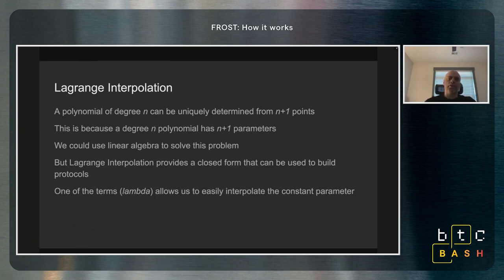Now, we could use linear algebra to solve this problem, but using linear algebra doesn't let us actually use this kind of technique in a closed form to build protocols on top of it. But Lagrange interpolation does. It provides the closed form, which allows us to build a protocol like Frost with its distributed key generation and its signing on top. And so we don't actually really want to interpolate these polynomials when we're doing Frost. What we actually want to do is interpolate the constant factor. So let's see what we're talking about here next.